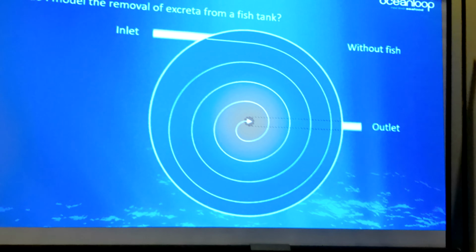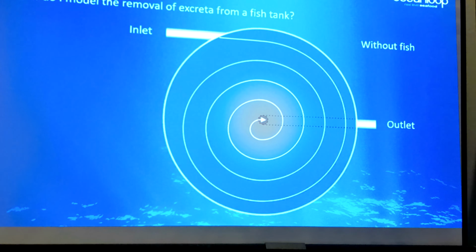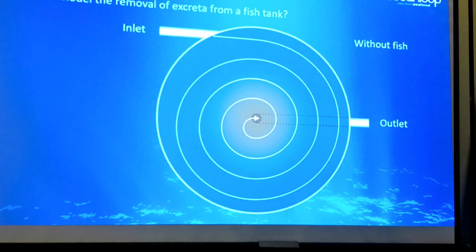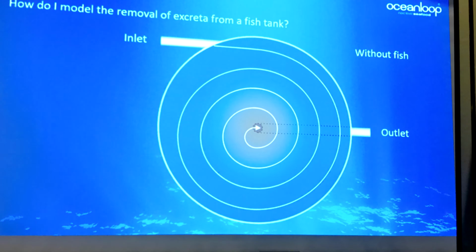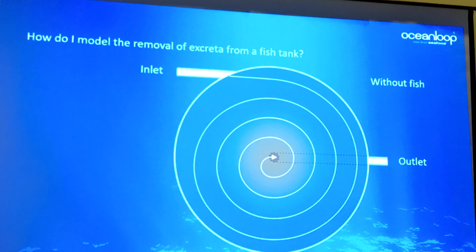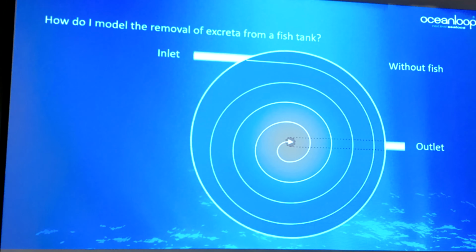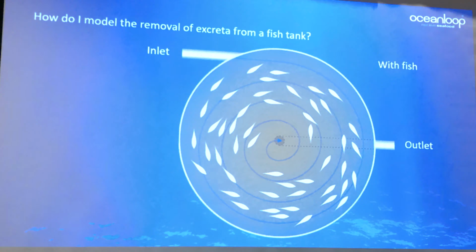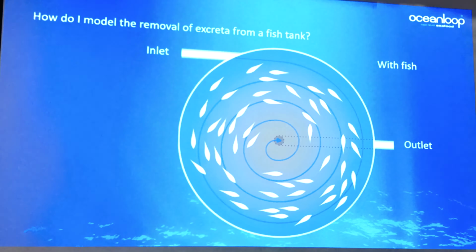But there's one important question: how do I model the removal of excreta from the fish tank? That's really important information. Everybody knows the round tank design, and it's always addressed as a kind of self-cleaning device, where in the center of the tank you have an aggregation of the solids and the excreta. But this is not the real story. The real story is that you have a lot of turbulence in the tank based on the activity of the fish. So this system is a totally mixed system.